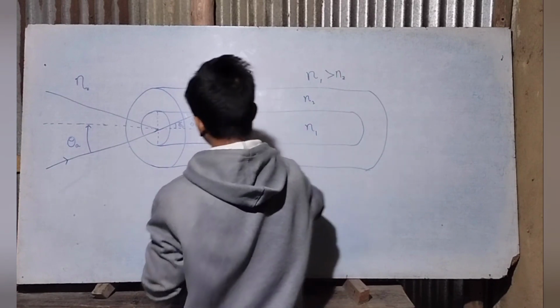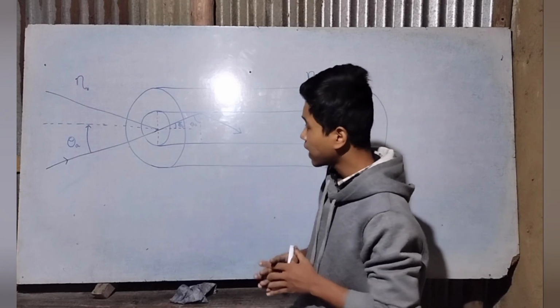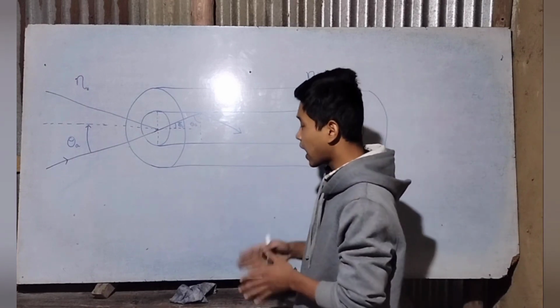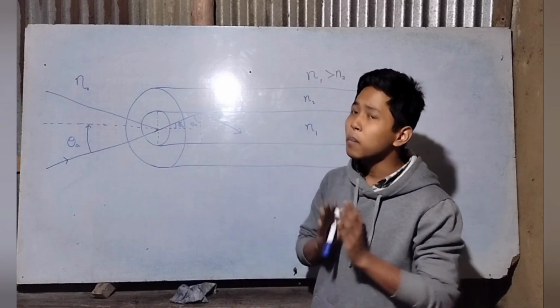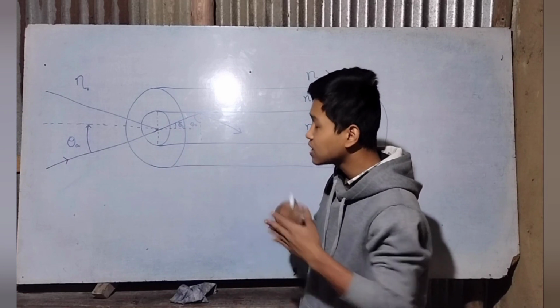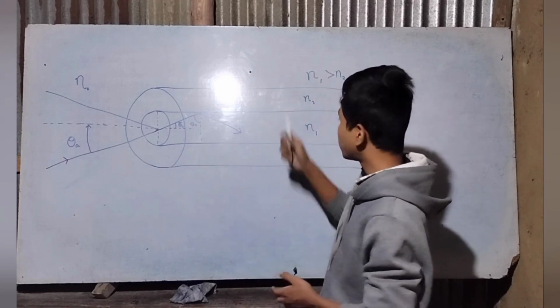And in context to this, we have one more concept, that is the concept of the acceptance angle, the maximum angle up to which light gets coupled onto the optical fiber.